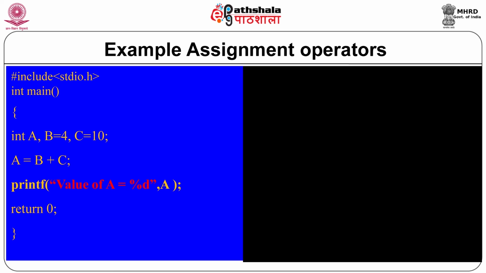After printing the value of A, the program will return 0, because in the program we are considering int main. If int is included before the main function, then in the program you have to return some value. So here return 0 is written in the last step, after the printf statement, before closing the program.